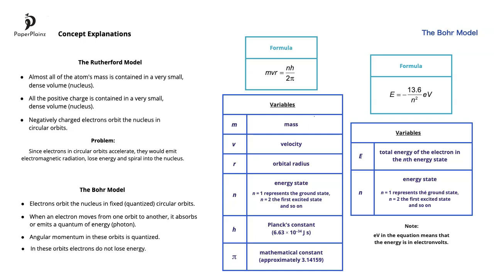A final point before we move on to a bit of algebra work is that one of the main shortcomings of the Bohr model is that it only works for simple hydrogen-like atoms. When extended to more complicated atoms, the model fails. And now onto some algebra.